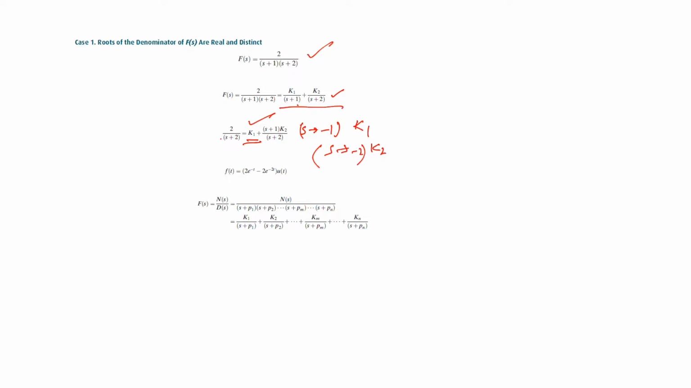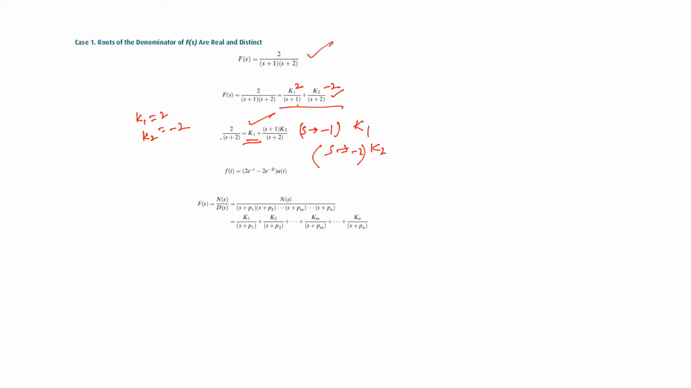Finally, after using this, we get the value of k1 as 2 and k2 as minus 2. So we got the values of k1 and k2. We express this function with the partial fraction in this way, that is 2 divided by s plus 1 plus minus 2 divided by s plus 2.